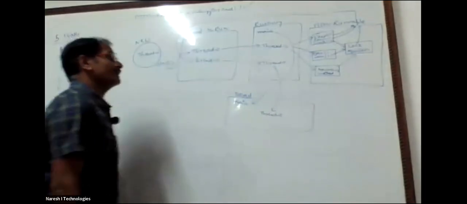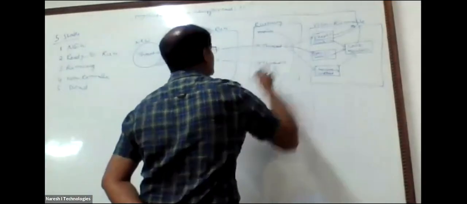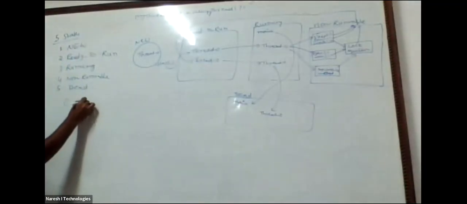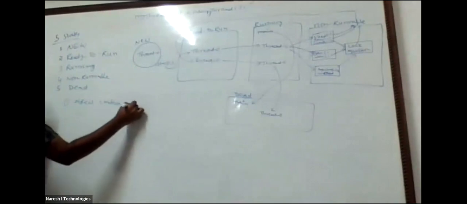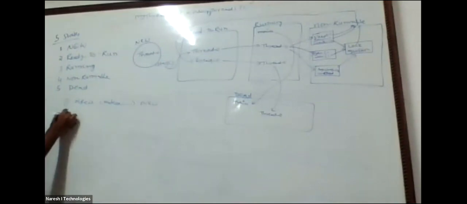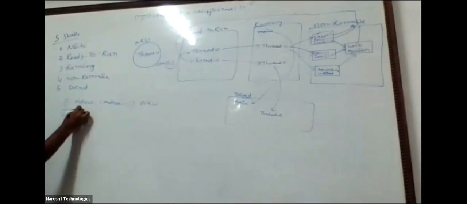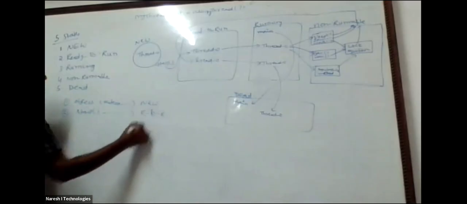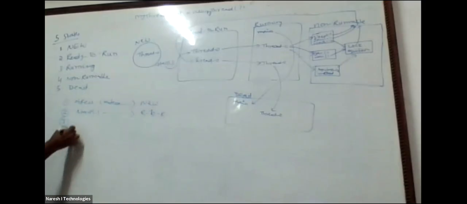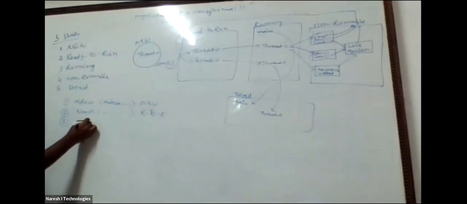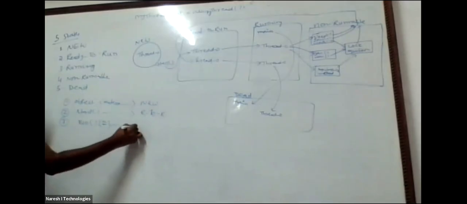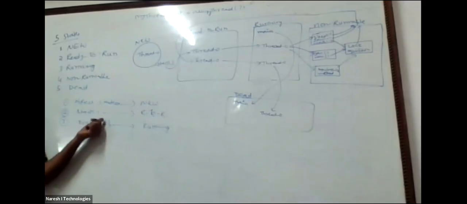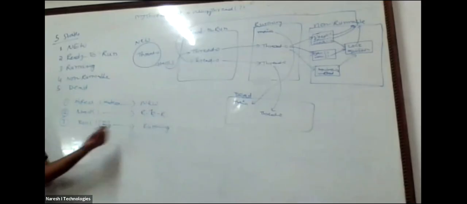Now finally tell me, when will a thread be in which state? Point number one. When the object is created, the thread will be in which state? New state. Second point. When will the thread be in the ready to run state? When the start method is called, the thread is in the ready to run state. When the thread's turn occurs and the run method logic is running, then the thread is in where? Running state. Okay, when the first line of the run method executes, that means it is in the running state.